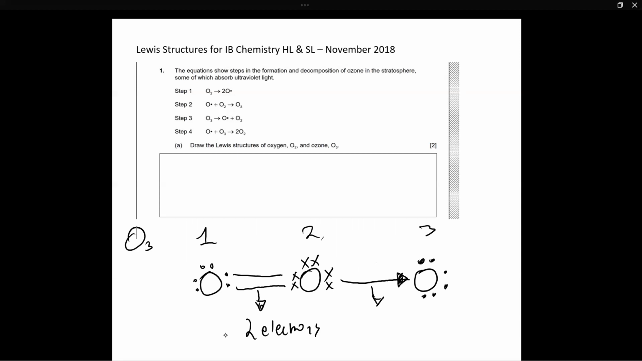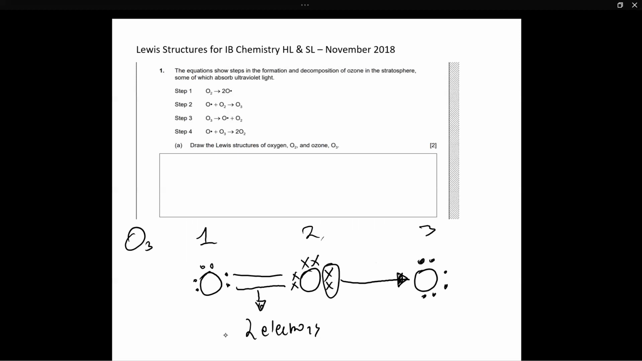In this bond, both these electrons come from oxygen number 2. So oxygen number 2 provides both the electrons in the bond. And remember, like I said, when an atom puts an electron into a bond, it does not lose it. It is simply sharing it with the other atom as well, so they both can gain stability.